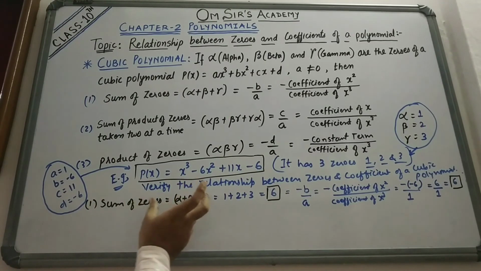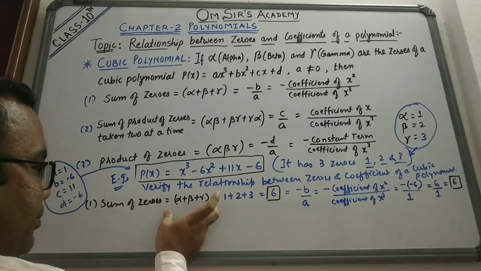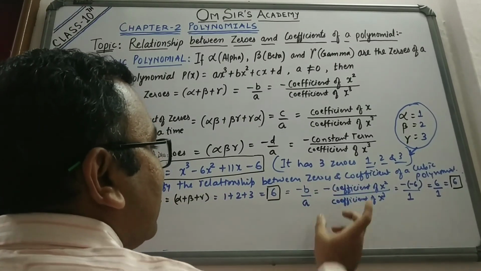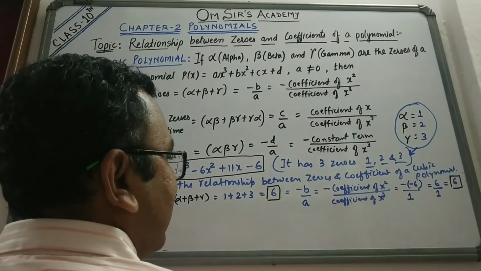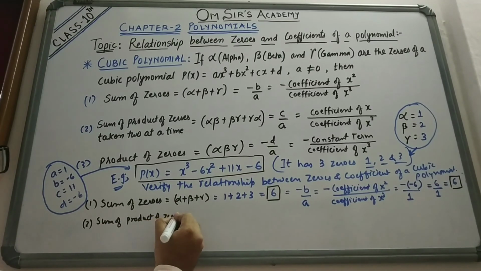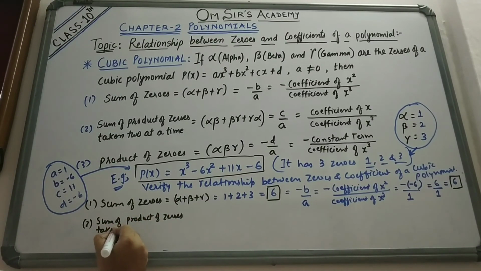So the sum of zeros, that is alpha plus beta plus gamma, is equal to minus b upon a, that is equal to minus coefficient of x square upon coefficient of x cube. Is it clear friends? Now we move to the second part, that is the sum of product of zeros taken two at a time.